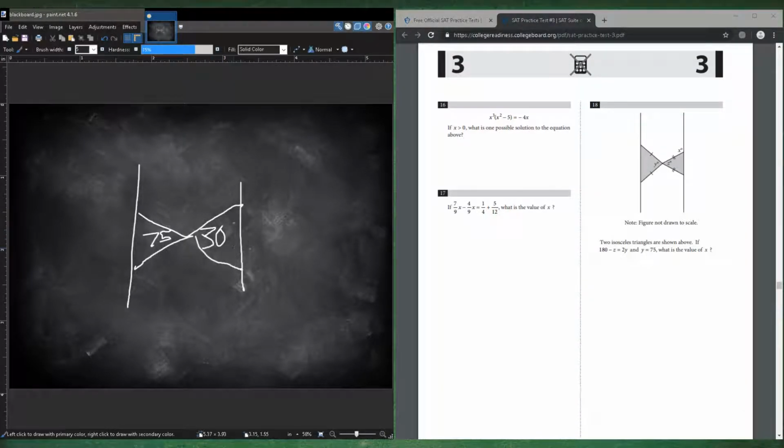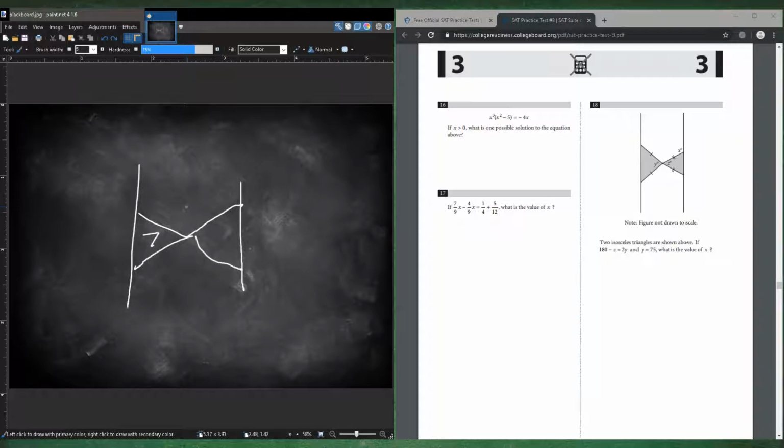So since this is an isosceles triangle, each of these triangles has to have the exact same angles. So this has to be 75 degrees and this has to be 75 degrees because they all have to add up to 180. So if this is 75 degrees, that means the other side has to be 105 because this is a straight line. So 105 plus 75 is 180. So the answer is 105.